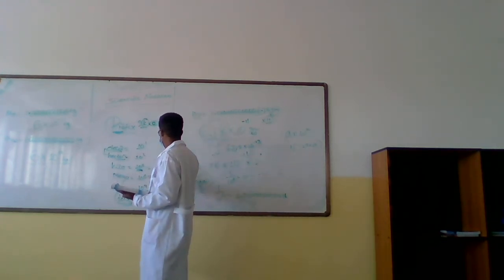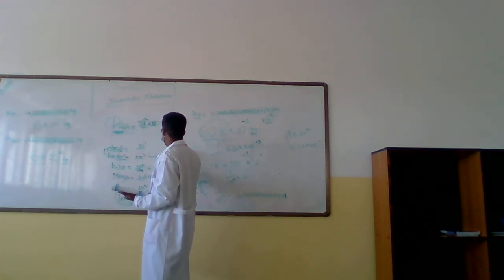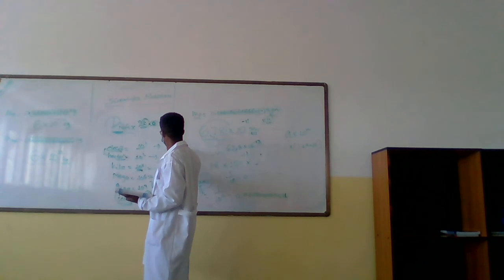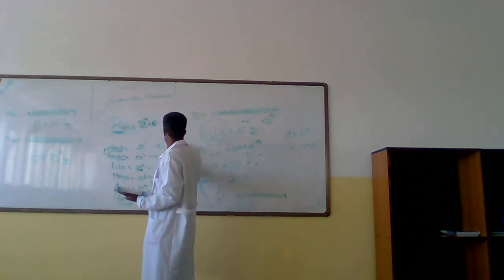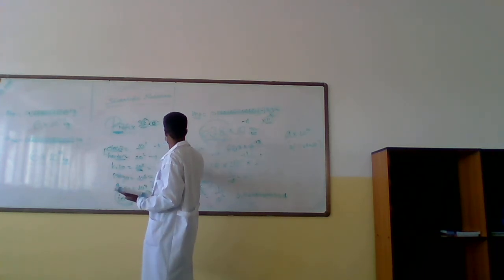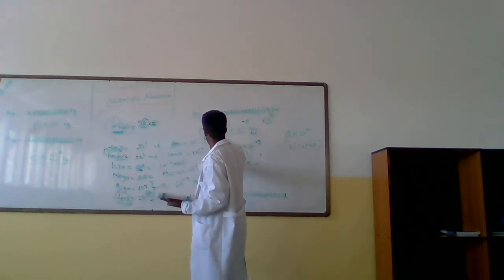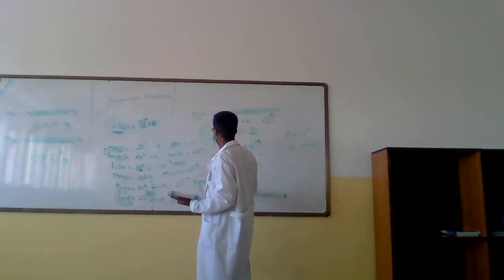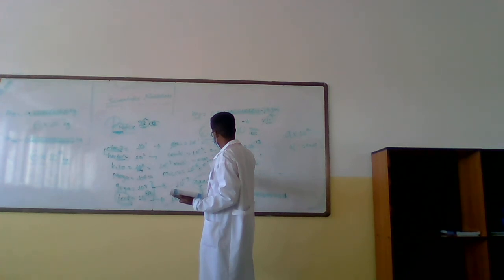10 to the power of minus 3 is milli. This one is centi, which is 10 to the power of minus 2. Deci is 10 to the power of minus 1, which is 1 over 10, or 0.1. Centi is 0.01, milli is 0.001, and micro is 0.000001.